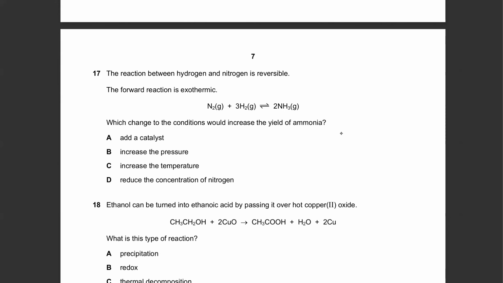Now, the reaction here is the Haber process, and it's exothermic. The forward reaction, he's already told you, is exothermic. The reverse is therefore endothermic. Which change to the conditions would increase the yield of ammonia? I think by increasing the pressure. Yes, if we increase pressure, it will increase the yield of ammonia.